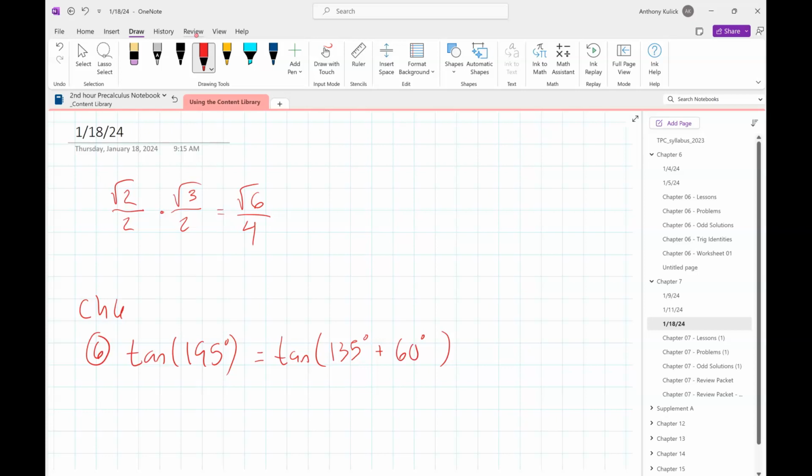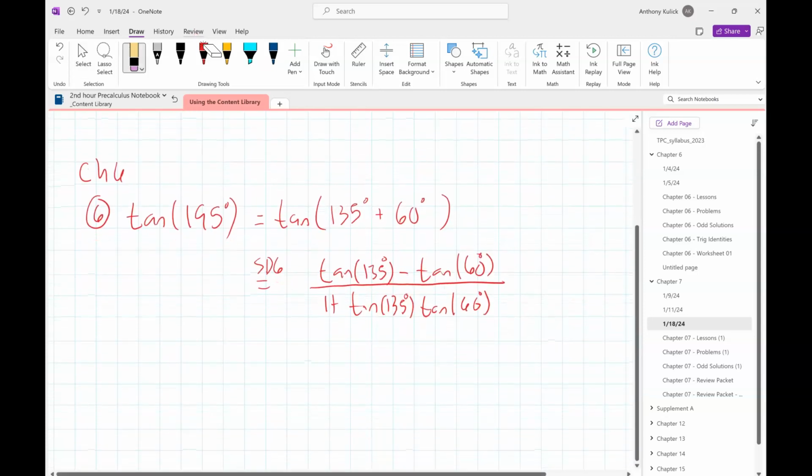So I'm going to look at my angle sum and difference identity for tangent. And because it's an angle sum, I'm going to be using SD6. So that gives me tangent of 135 minus tangent of 60 over 1 plus tangent of 135 times tangent of 60. Does that feel okay so far, Joey?